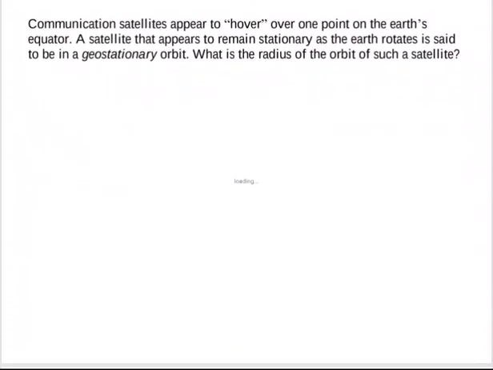So communication satellites appear to hover over one point on the Earth's equator. There's a word for that. A satellite that appears to remain stationary as the Earth rotates is said to be in a geostationary orbit. What is the radius of the orbit of such a satellite?